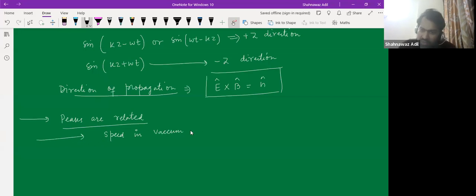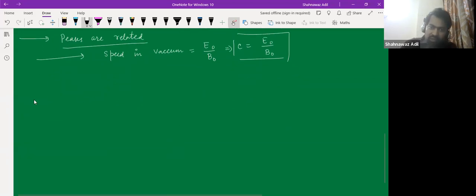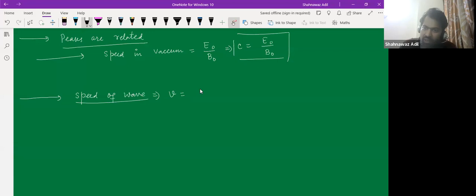So how much is this? This is E naught by B naught, so this is c: c is E naught by B naught. This is one thing. And there's one more important thing: the speed of the wave, that would be v, and this is omega by k.